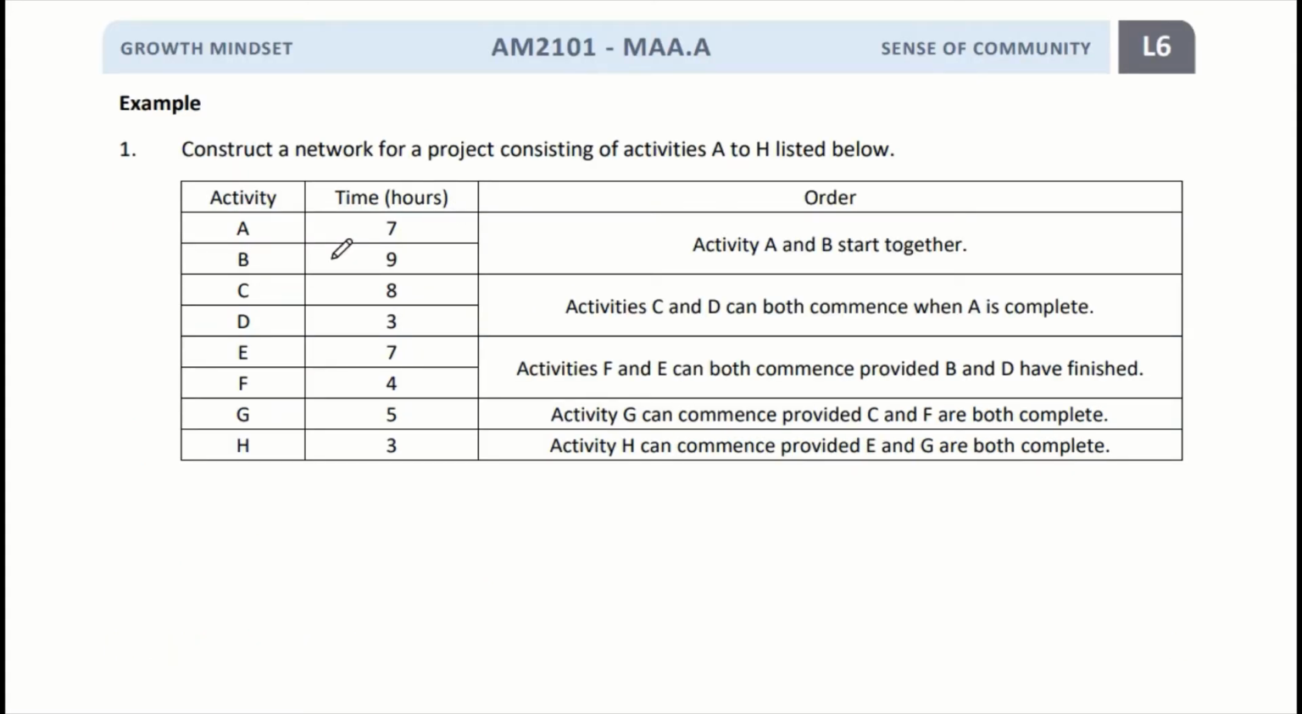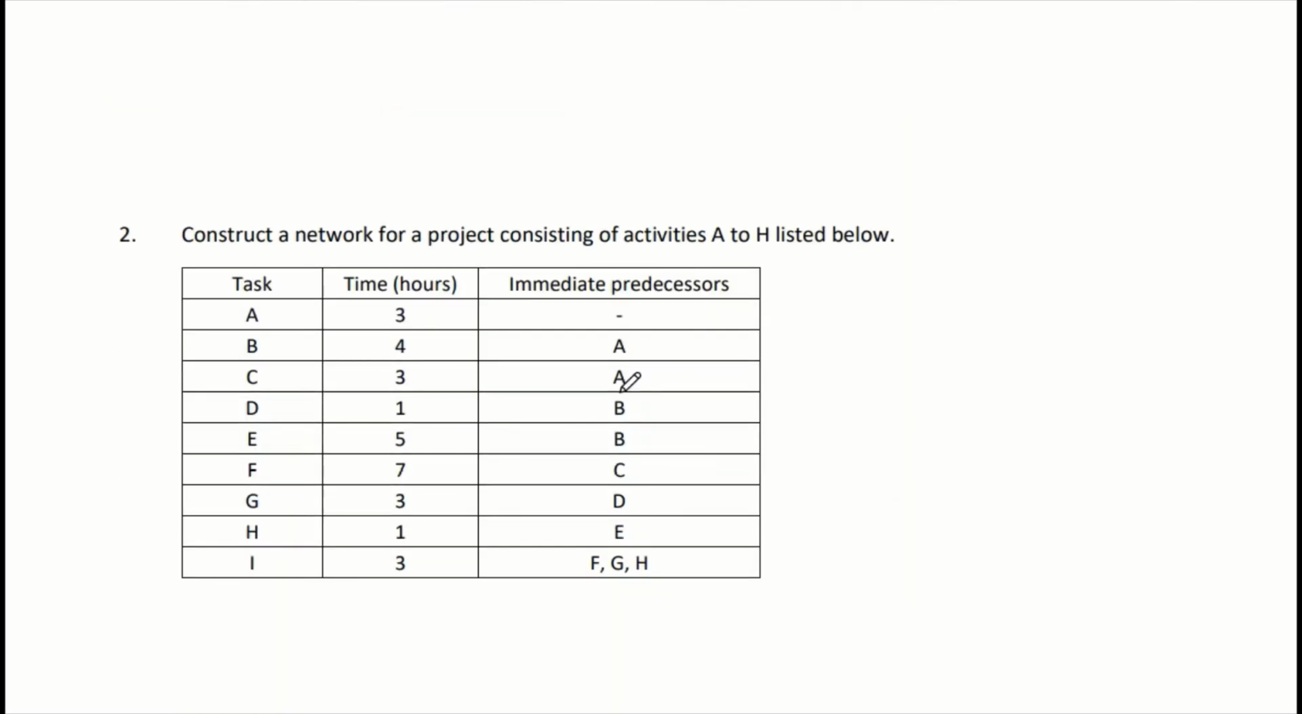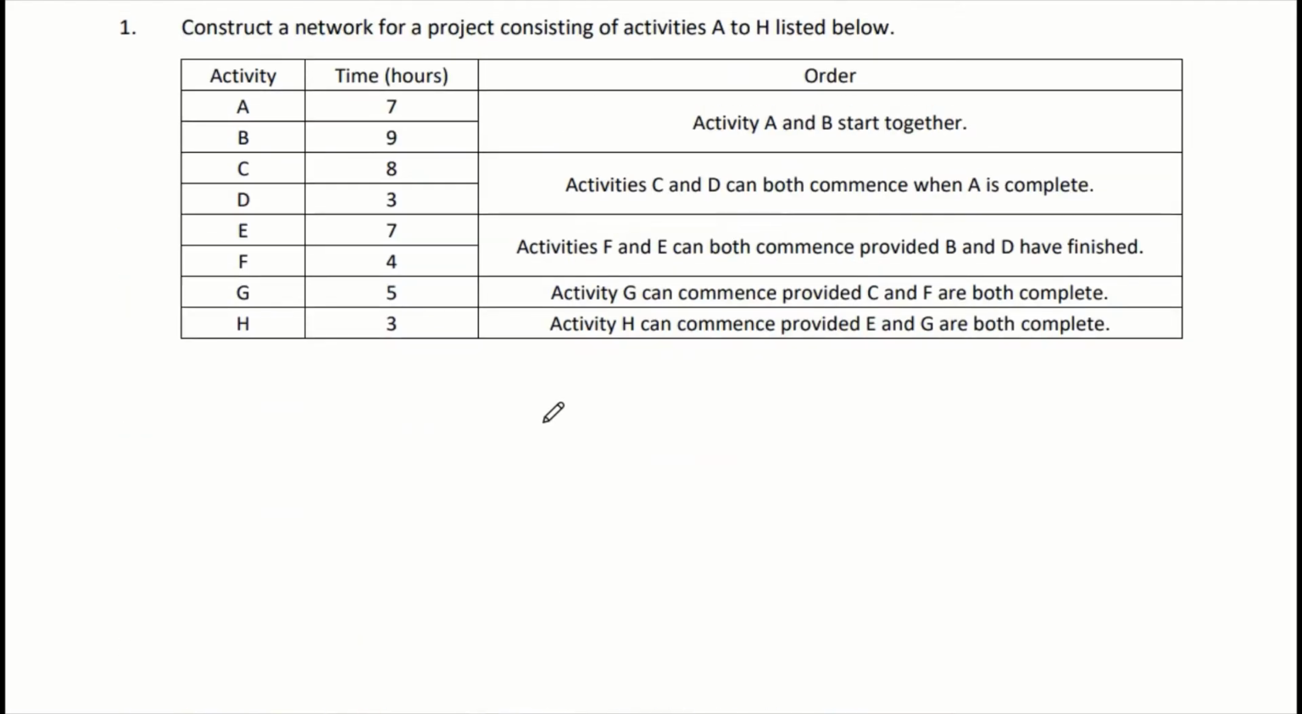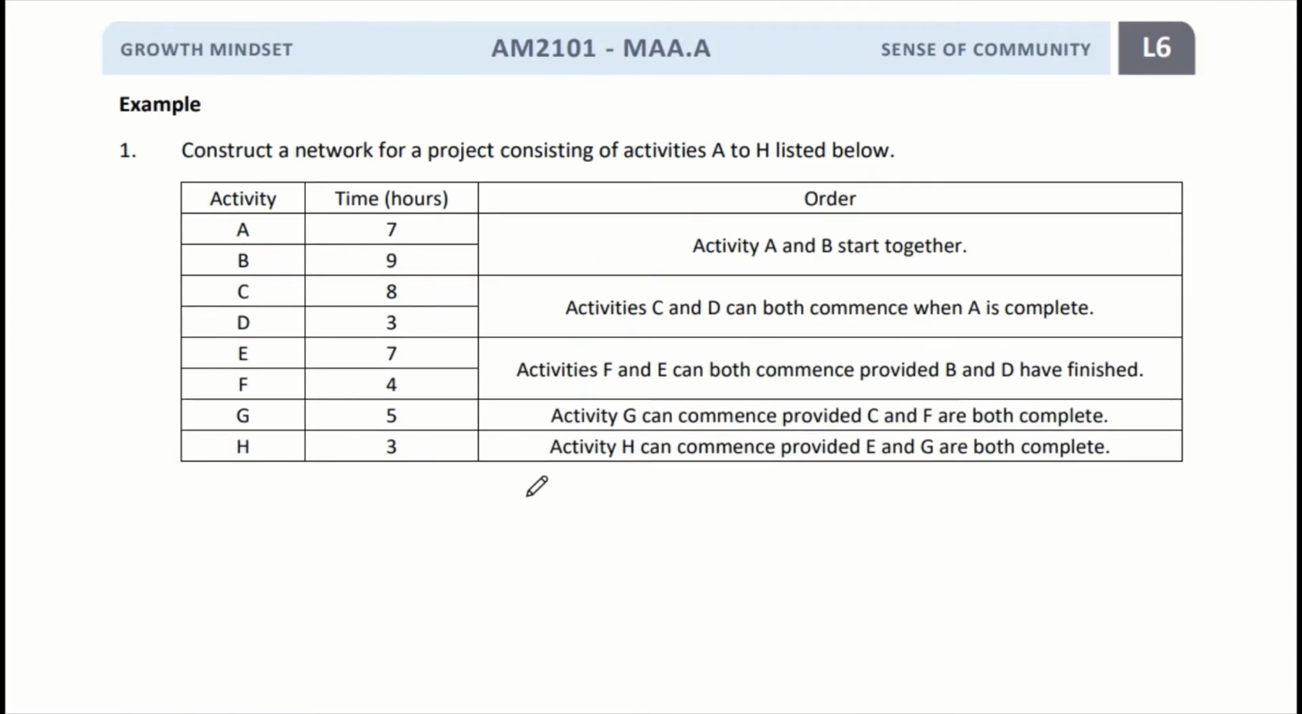Alright, example 1. Construct a network for a project consisting of activities A to H listed below. Okay, so in this table, they give you the order in which these activities are conducted, following the sequence. Alright, so later in example 2, we'll be looking at the situation where this is normally the table that will be given. They just give you the immediate predecessor, then you need to understand what that means, then you try to create the network. All right, so let's try to look at the easy one, number 1, first.